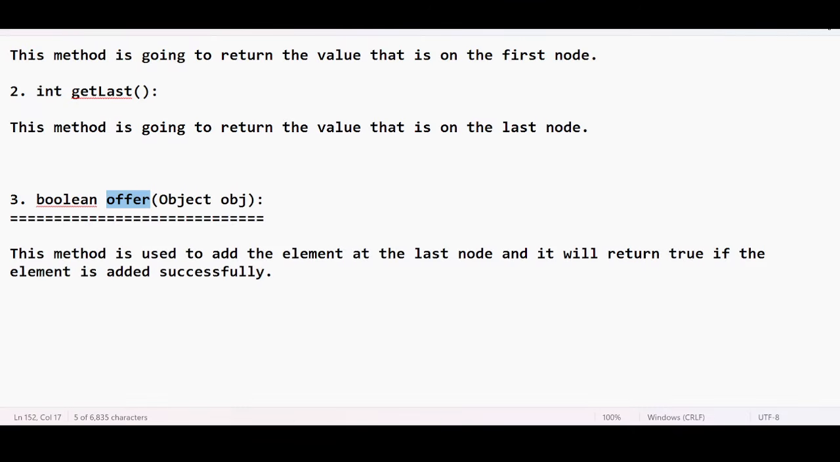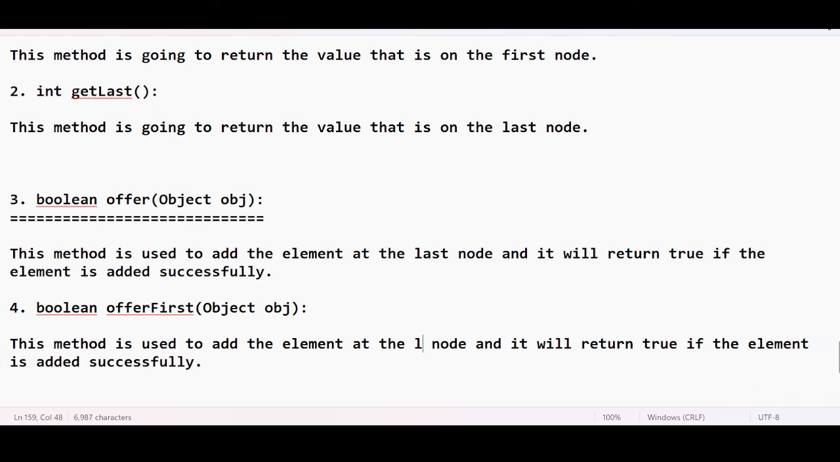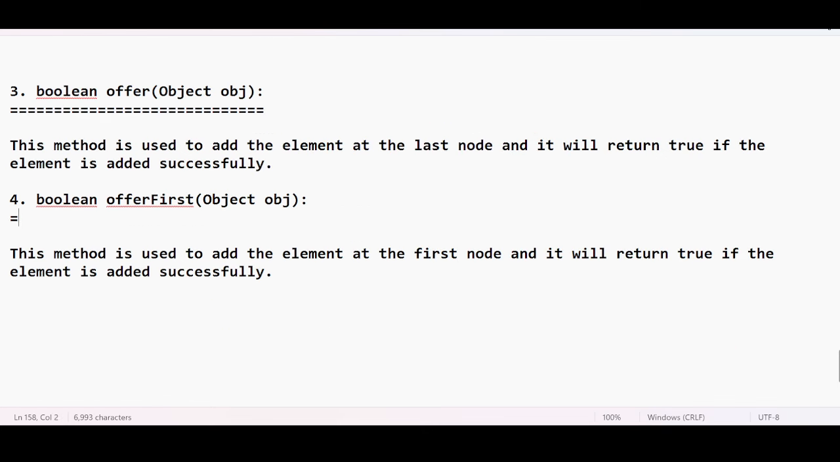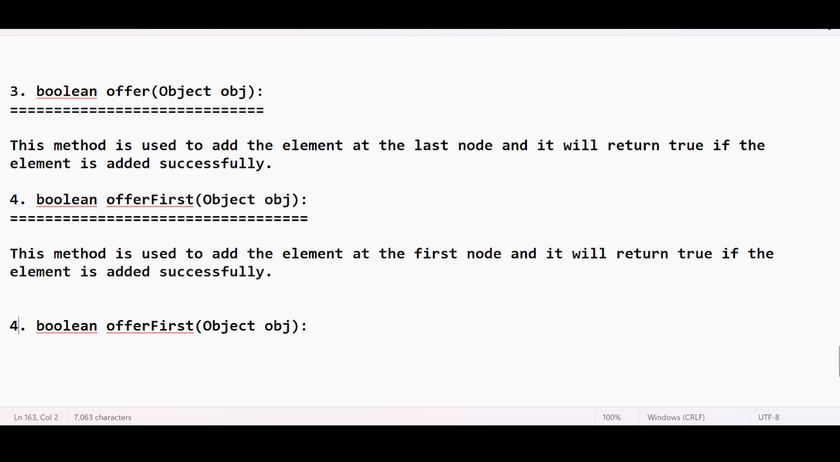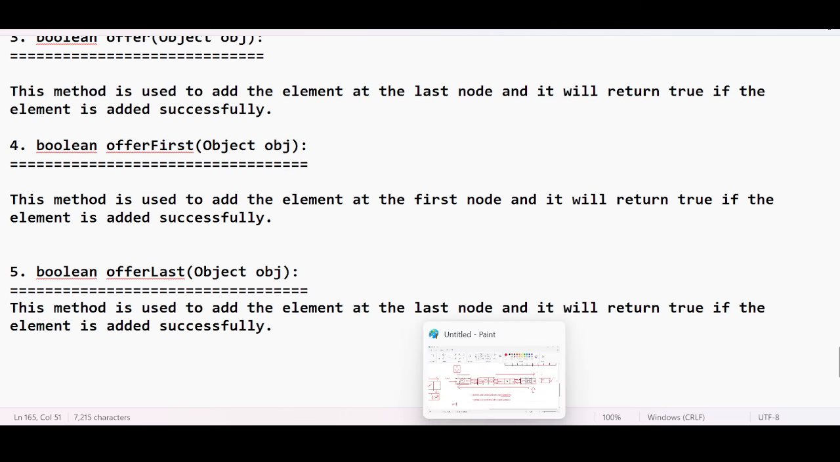So you have other prominent methods like the offer method, and you have offerFirst. This offerFirst method is used to add the element in the first node, and returns true if it is successfully added. Okay, and we have the fifth method. What is the fifth method? offerLast. This method is used to add the element at the last node. Will return true if the element is successfully added. Right, so five methods we have discussed.